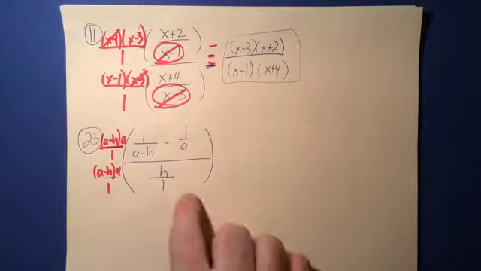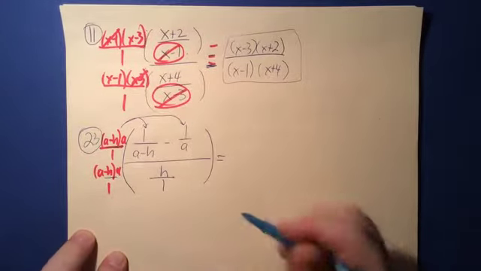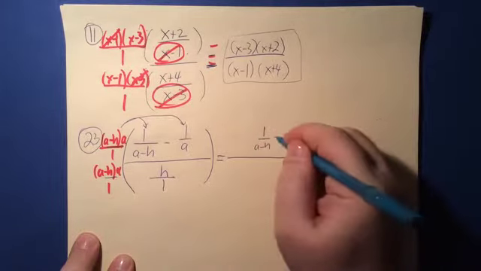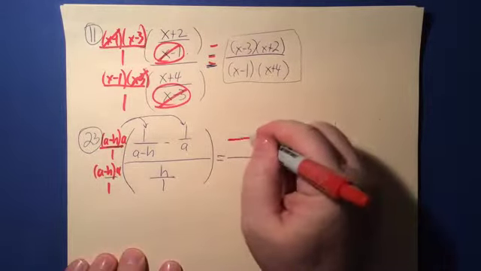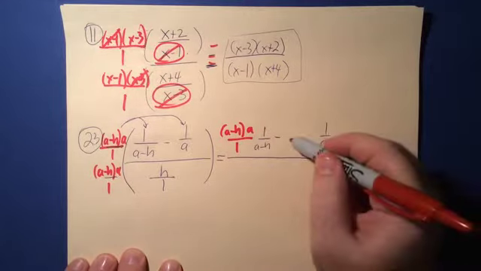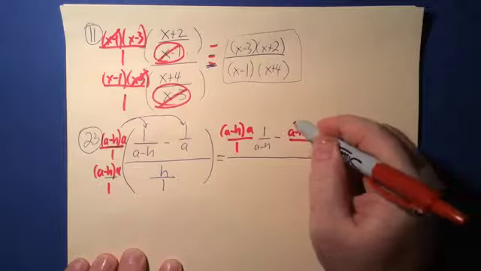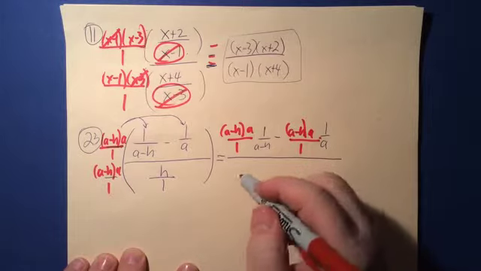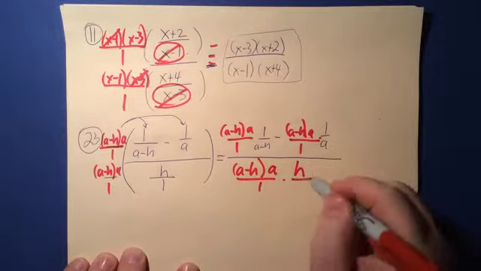So what's going to happen, and I will expand this, is let me expand to see how we distribute this across the top. So I'm going to make that a little bigger here. This is going to be the quantity of a minus h times a over 1 times 1 over a minus h, minus the quantity of a minus h times a over 1 times 1 over a. This is going to be divided by the quantity of a minus h times a over 1 times h over 1.